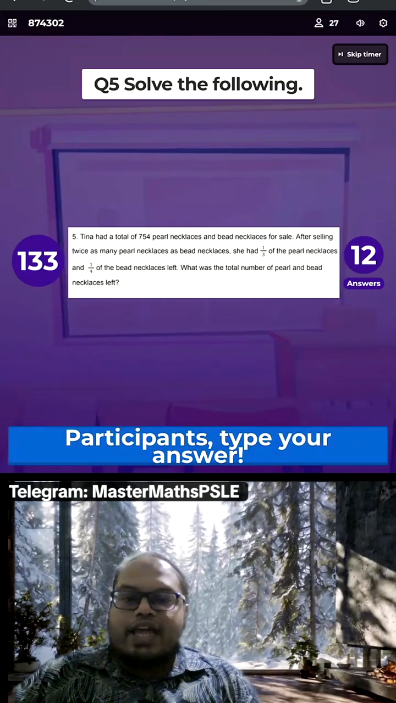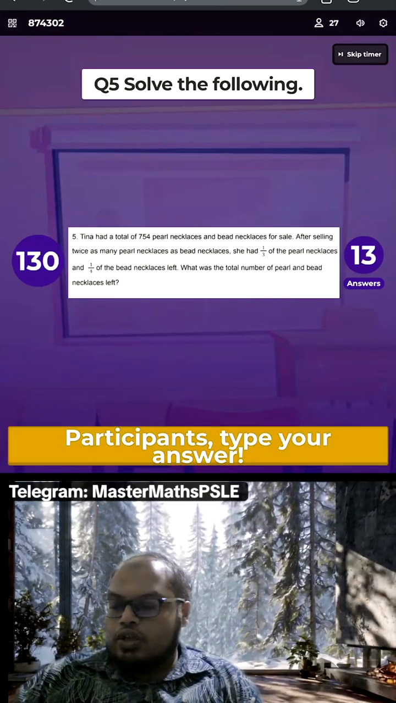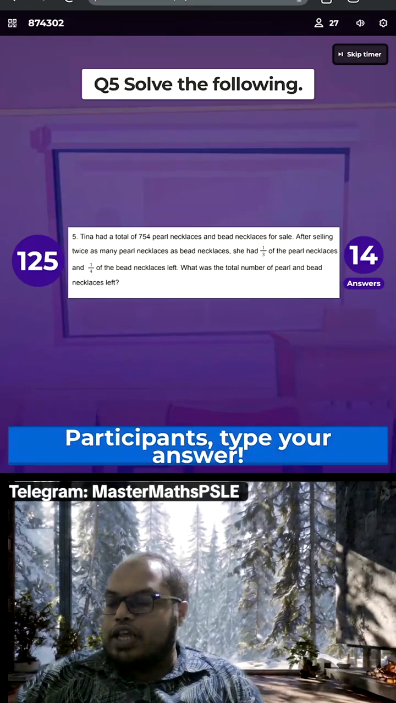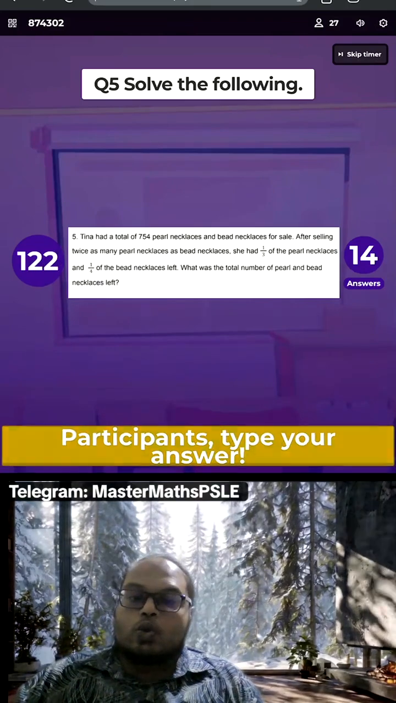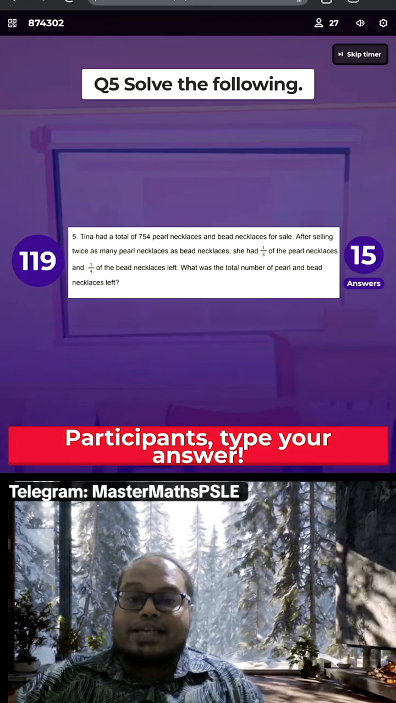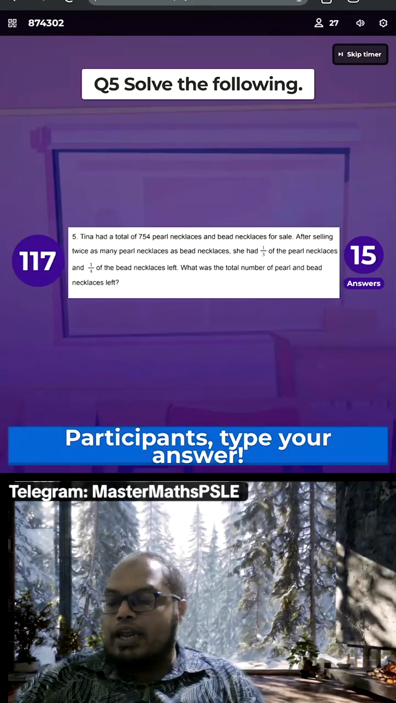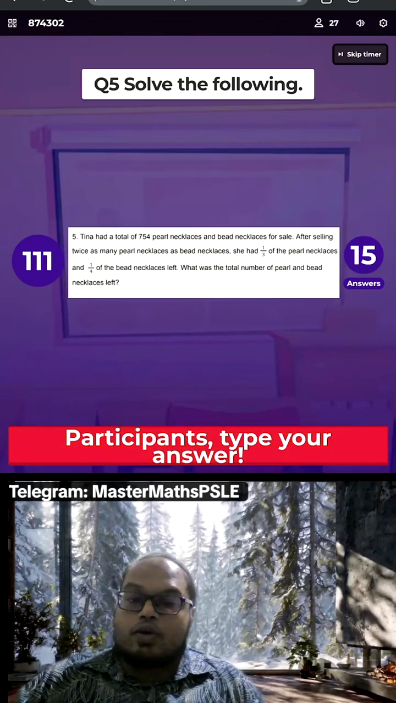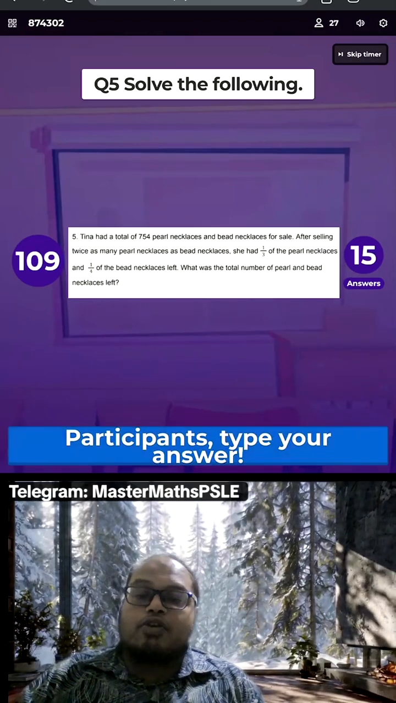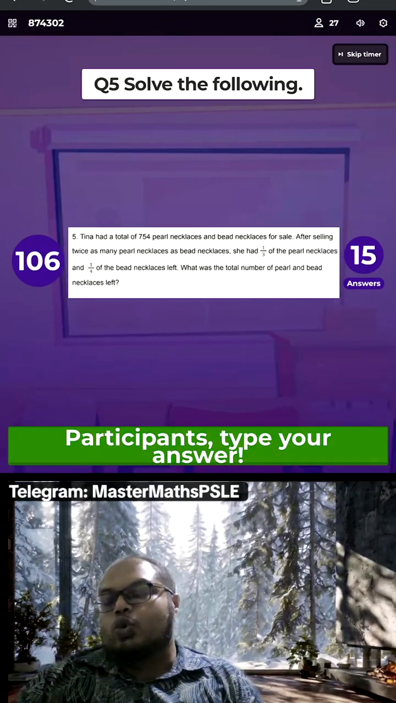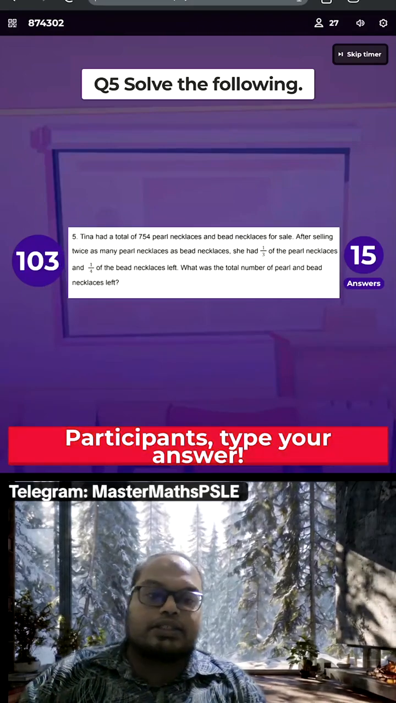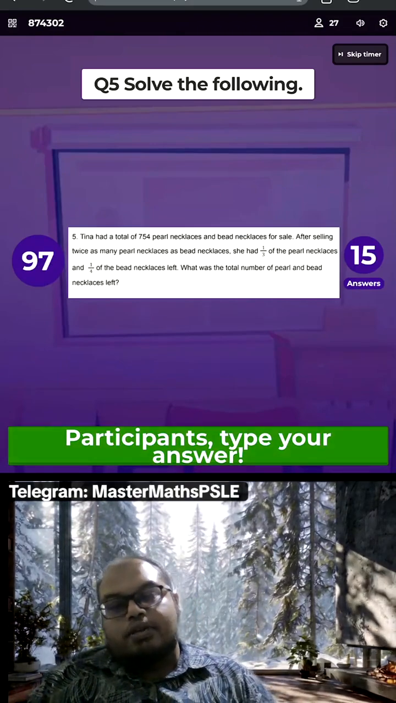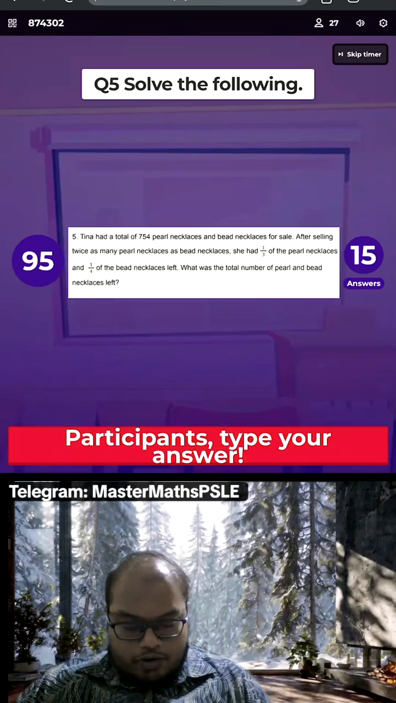Almost 2 more minutes left. Like I said, take note about the words that they use, about selling twice as many pearl as bead necklaces. So the selling is twice as many, and there's a total of 754. And then based on the amount left, it is 1/3 and 1/4. From there you can find out the units to correspond to that twice as many. Okay, you got 230. Maybe correct, maybe wrong.